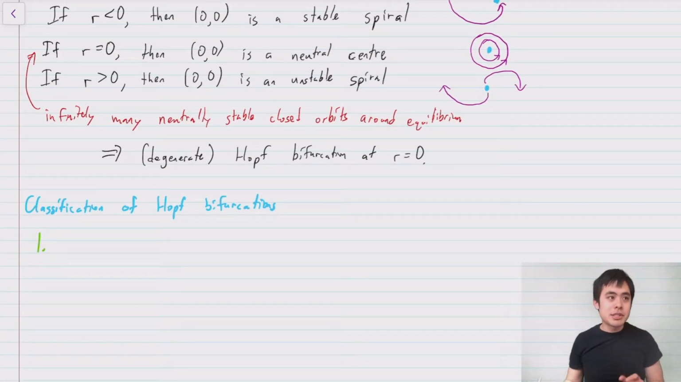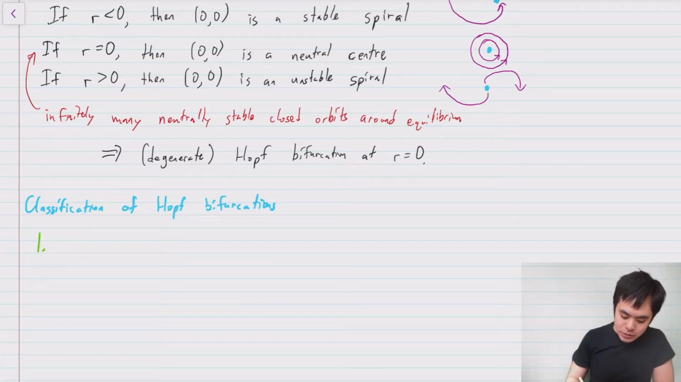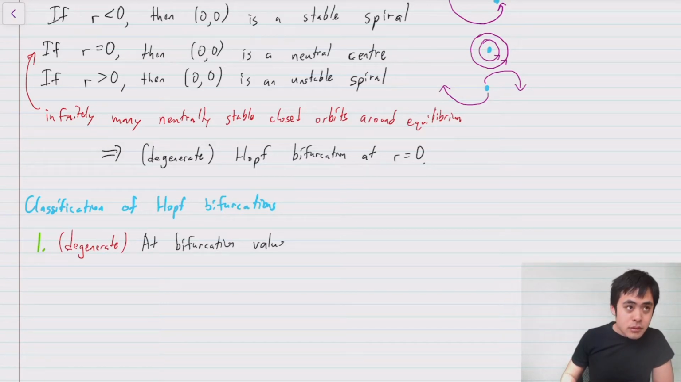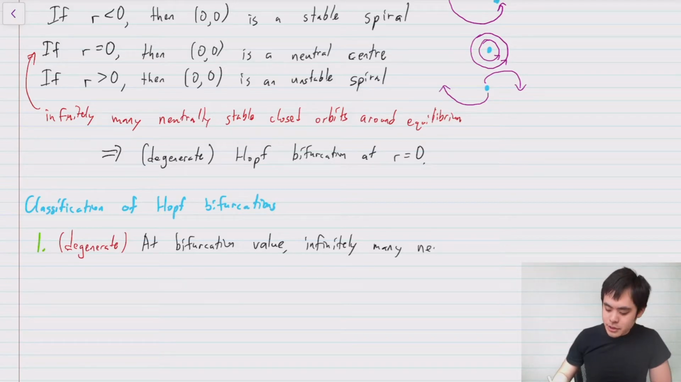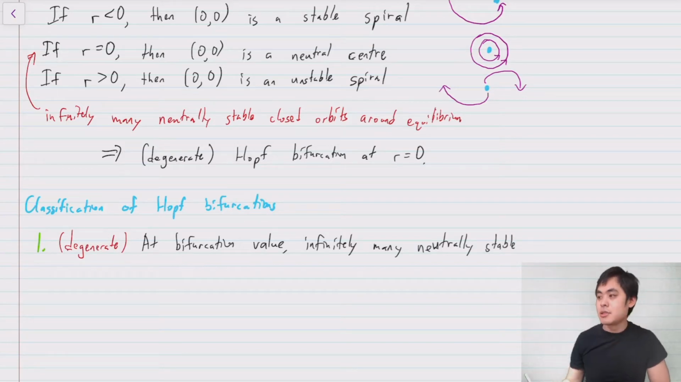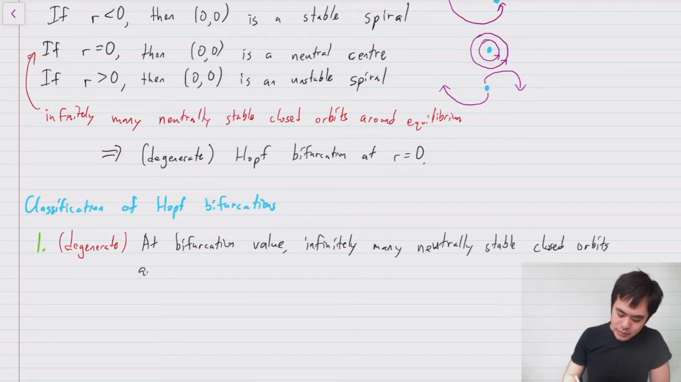So for this, there are several different cases. The first case, let's call it the degenerate case, is the one above. Let me just write this down again. At the bifurcation value, there are infinitely many neutrally stable closed orbits around the equilibrium. By neutrally stable I mean solutions don't get closer to it and don't get farther away.